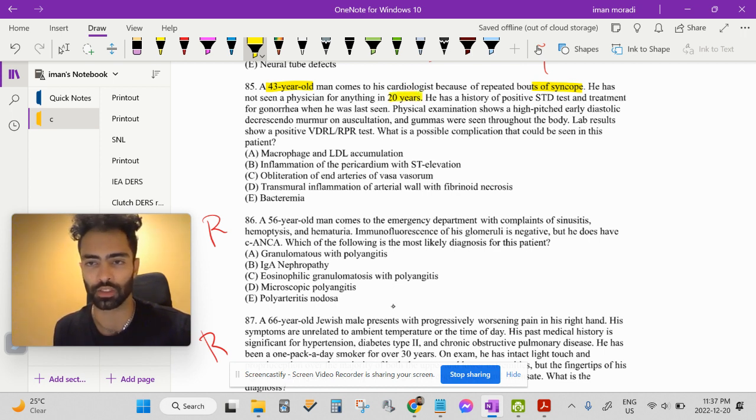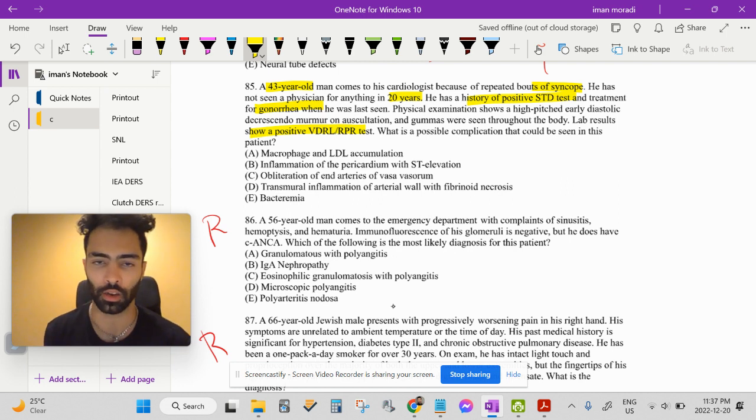He hadn't seen a physician for 20 years. History of positive tests for gonorrhea. And you got your VDRL and RPR. These are for syphilis, so he's got syphilis. And he has a high-pitched diastolic decrescendo murmur on auscultation.